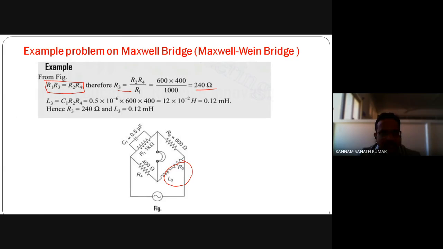And next you need to find out L3. L3 equal to what? C1 R2 R4. So what is C1? C1 is 0.5 microfarads. 0.5 into 10 power minus 6, micro means 10 power minus 6, into 600 into 400. So you are getting 12 into 10 power minus 2. So that is 0.12 millihenry. So hence, you got R3 as 240 ohms and L3 as 0.12 millihenry. So like this, you can find out the unknown resistance and unknown inductance in terms of known resistance and capacitance.